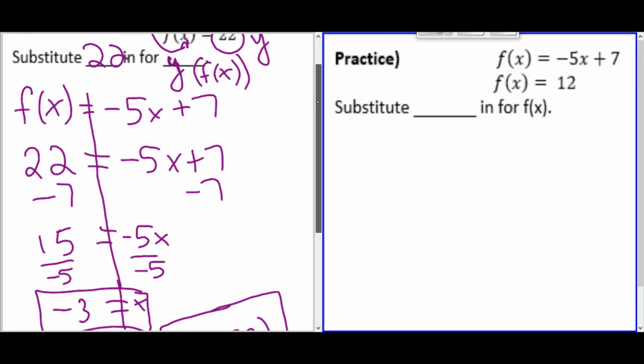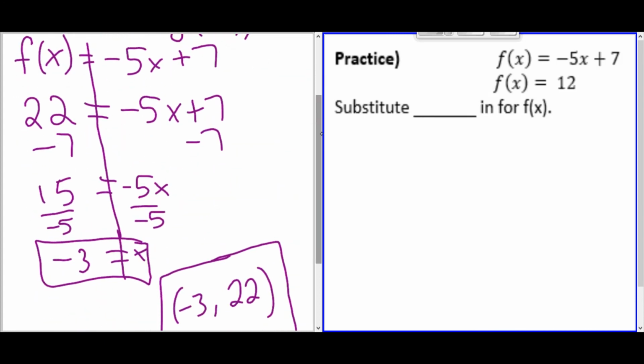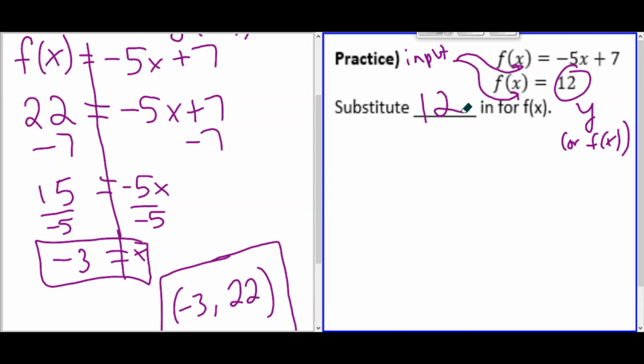Okay, this one's a little trickier, but I'm confident that you guys can do it. So go ahead, and the one on the right is practice. So remember, this is your input, just like the one I just did. Your input is x. It didn't change, but you have the output. You have your y value, or you could think of it as f of x. So you have your f of x value. So you're going to substitute 12 in for f of x. Go ahead and try that. Hit pause. Try it on your own. And when you hit play, you'll see the answer there. So go ahead and pause the video.